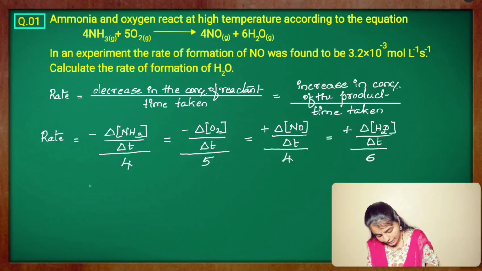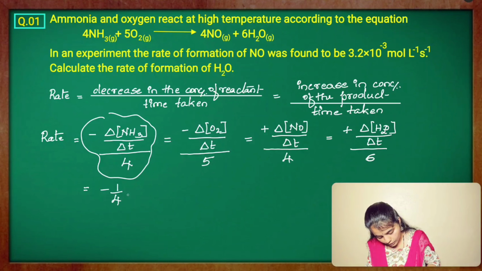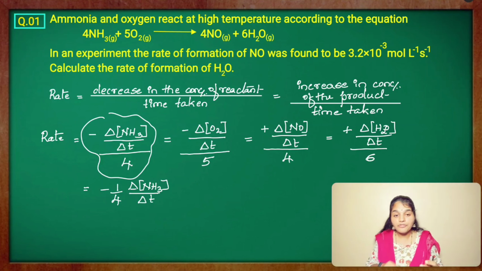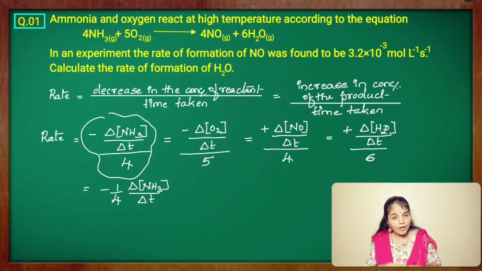Otherwise, how we used to write? Instead of writing this particular value, we would have written minus 1 by 4 delta concentration NH3 divided by delta T. So if we had missed the value of stoichiometric coefficient, we will definitely go wrong in our calculation. So to avoid this confusion, instead of writing the stoichiometric coefficient together with the concentration terms, we will be writing it separately in the denominator when we write the rate law.